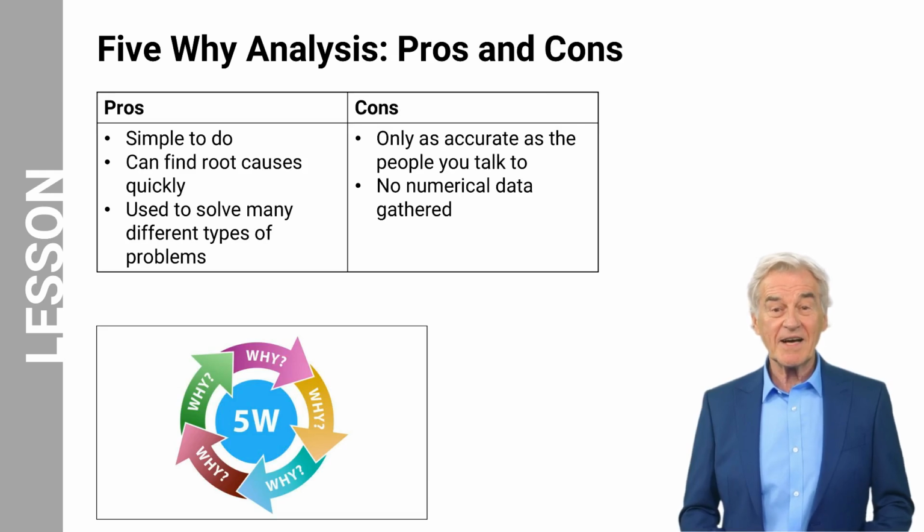5 why analysis is a good root cause analysis tool that is simple to apply and can help you determine a root cause quickly. Because it is a simple analysis tool, it can be used to help solve many different types of problems or scenarios. Like the fishbone diagram discussed previously, 5 why analysis is commonly used when it is difficult to collect numeric data on the causes of the problem. The main problem with the 5 why analysis is that it is only as accurate as the people you're gathering your information from. Typically, you will ask employees about experiences that happened in the past, and so you are relying on the quality of their memory to determine a cause.